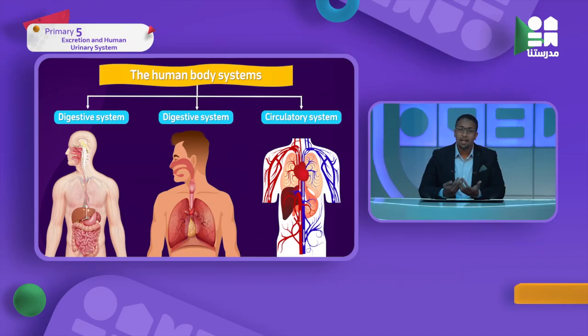طيب نتعلم ايه من السيستمز دول؟ ان الدايجستيف سيستم بيقوم بمهمه، الريسبيراتوري سيستم بيقوم بمهمه، السيركيلاتوري سيستم المهمه بتاعته distribute digested food and oxygen all over body cells. طيب ايه الخطوه اللي هتحصل بعد كده؟ هنعرفها النهارده.